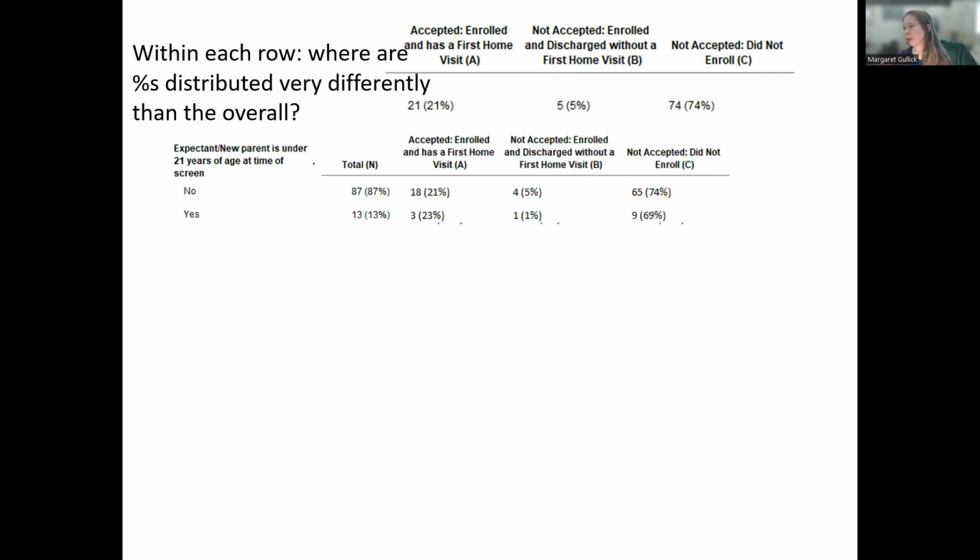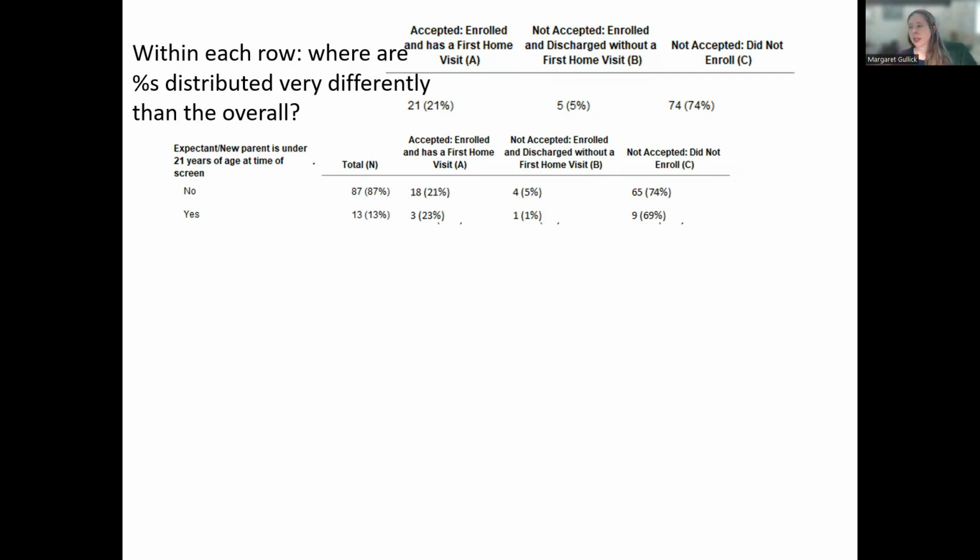All right, let's look at the screen reasons. When we look at each row, we're going to think about where the percentages are distributed really differently than those overall percentages. So where's the acceptance rate? Where's that first column really different from 21%? So first, the screening risk factor is whether the expectant or new parent is under 21 years of age at the time of screen. Are they a young parent?